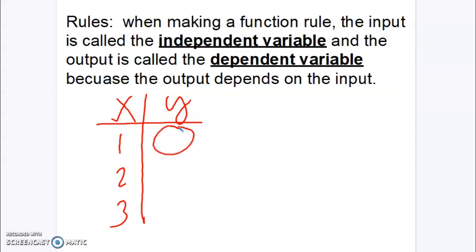So that's something that we're going to look at in the next day or two, on how you can make a rule based on a table or based on a graph. But right now I want your focus to be on your mapping diagrams, identifying the domain or the range, and then also looking at those tables that we talked about.